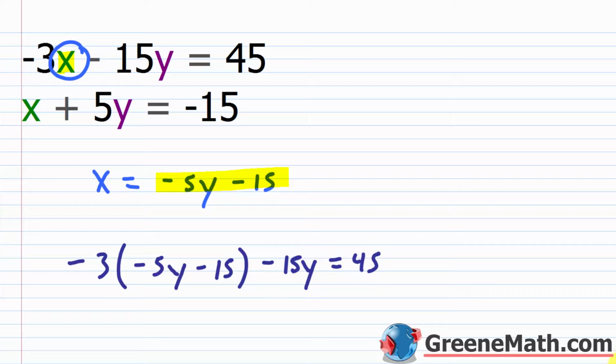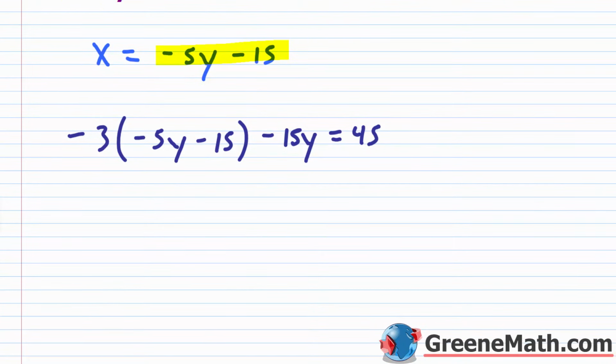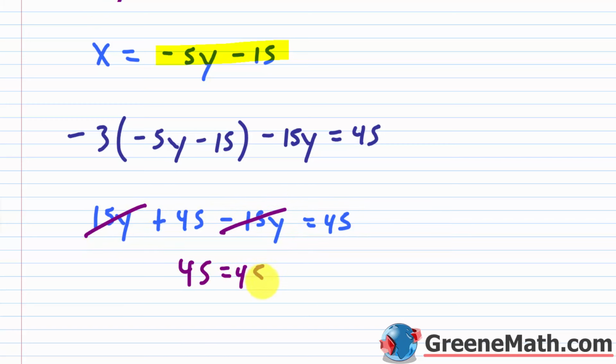Let me scroll down and get a little room going. And let's just go ahead and distribute. So negative 3 times negative 5y would be 15y. Negative 3 times negative 15 is going to be plus 45. And then you have minus 15y, and this equals 45. So you can see you have a problem, right? Because this will cancel with this. So you just have 45 equals 45, which is always true, okay? And you can subtract 45 away from each side and say you have 0 equals 0, but it doesn't matter. You still have something that's true, okay?